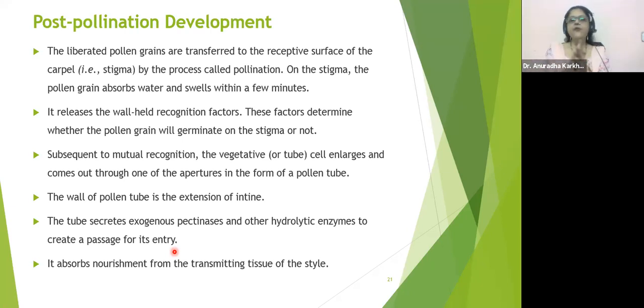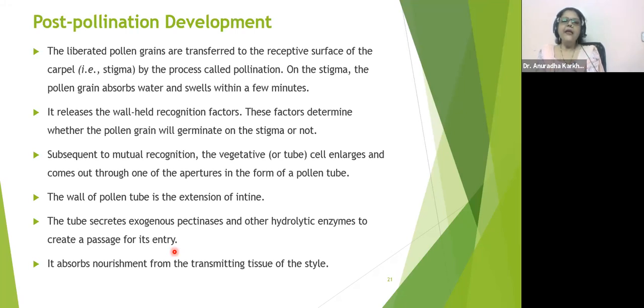Any doubts, any difficulties in understanding post-pollination development? Anyone who did not understand this? Any point? Come on, go through it. Who is going to make those wall recognition factors is still a question mark, but वो थोड़ा suspense बनाए रखूंगी. Okay, got it, all of you? Sure? Okay.